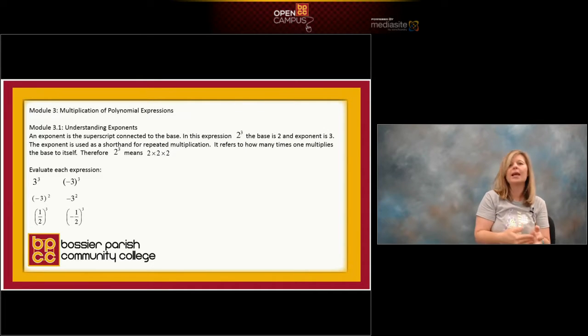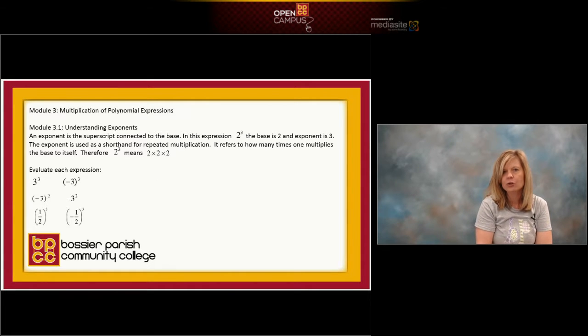Now, what does it mean when I write the expression 2 cubed? What is the purpose of an exponent? Does 2 cubed mean 2 times 3? No, it does not. The job of an exponent is to do multiplication, but it's repeated multiplication. The job of an exponent is to tell you how many times you multiply the base to itself.